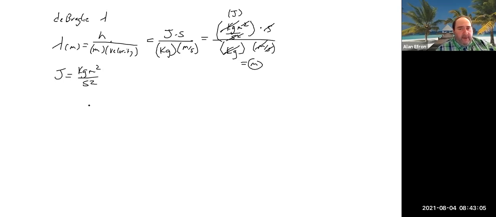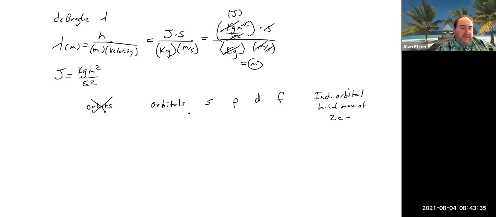We talked about electrons no longer being in orbits, but being in these theoretical regions known as orbitals. We talked about the different orbitals, s, p, d, and f. And remember that every individual orbital, no matter what type it is, could hold a maximum of 2 electrons.